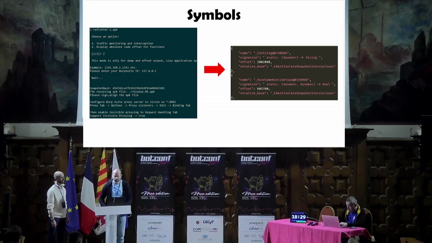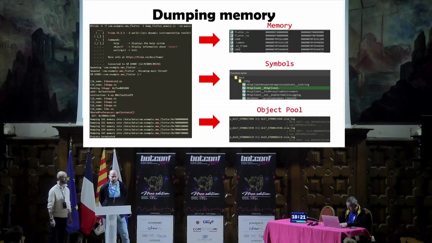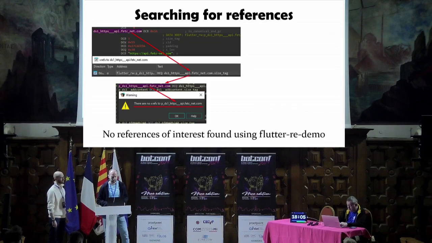So Reflutter ran without surprise. We patched and reset the application, ran it on a test device, and got our symbols. Creating dumps with Flutter Redemo also went as expected. After loading the dumps into IDA and processing them, we also got symbols, object pool references, and data from the object pool, and references to the data from the object pool.